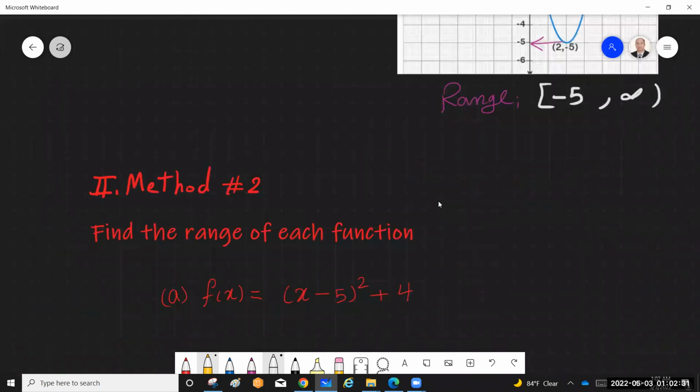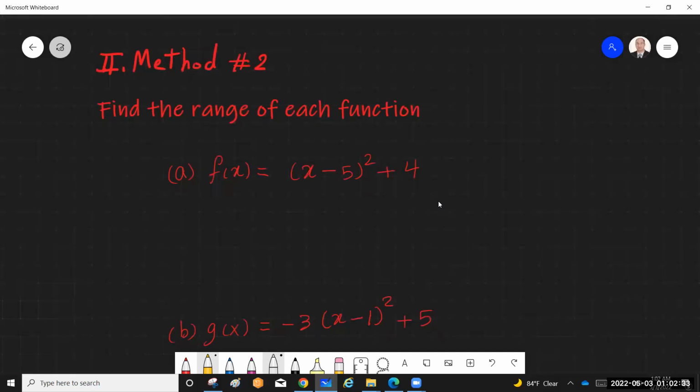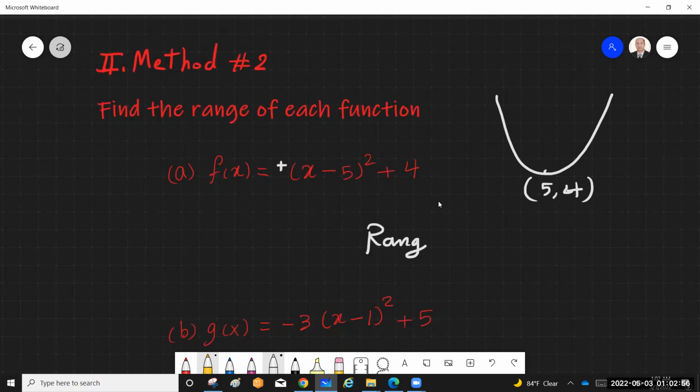Method number 2: if the function is given as a rule, you have two ways to solve it. The first one, you just write or assign this as a parabola opening upward because this is a positive value, and the vertex is 5 and 4. So the minimum value of the function is 4, so the range is 4 and infinity.